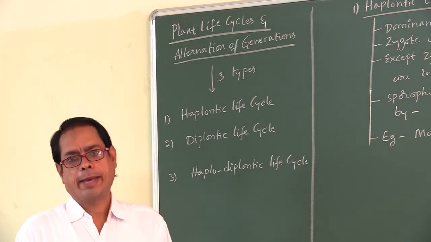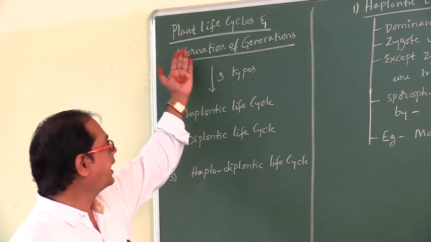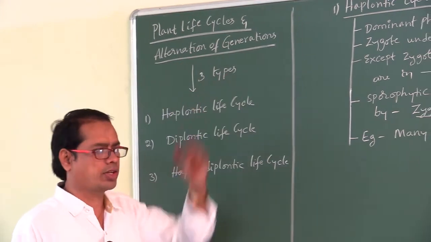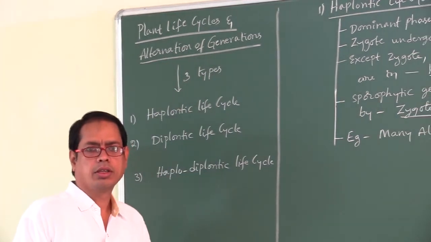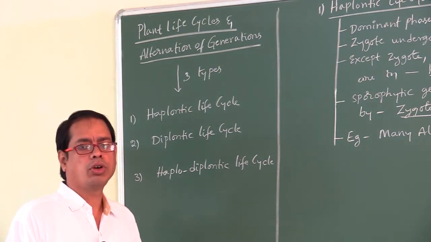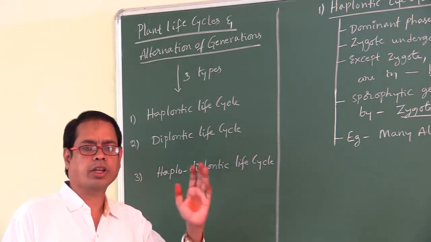Today I am going to explain a new topic called plant life cycles and alternation of generations. This topic so many students may feel difficult, so I will make it simple. How many types of life cycles are there? What are the examples for them?